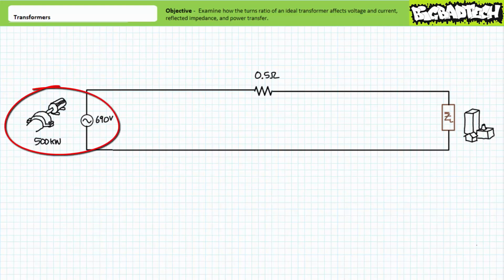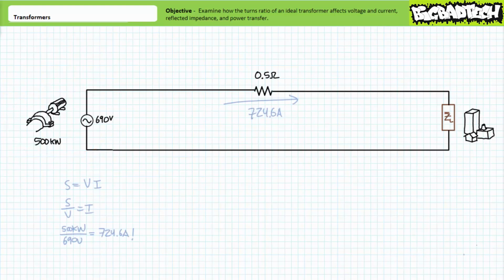Consider a 500 kilowatt generator that operates at 690 volts. A simple algebraic rearrangement of the apparent power formula suggests that this generator is producing approximately 724.6 amps, an astronomical amount of current.